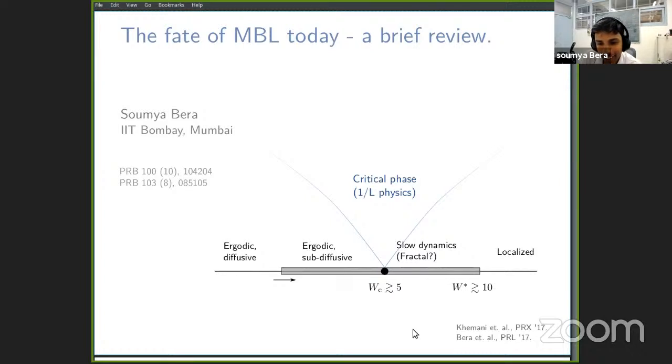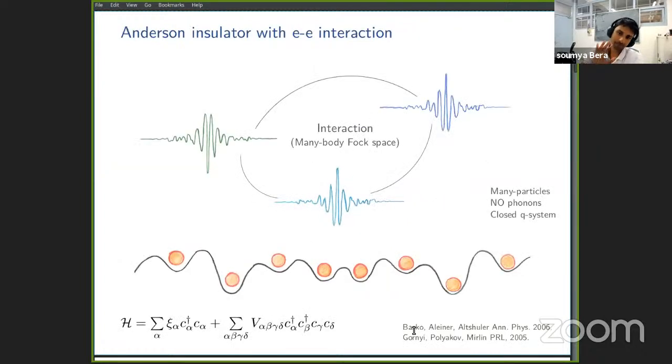Good. So let me tell you just a brief idea about what MBL is, and then I will move on. The idea is very simple. We are in a Fock space. We have a system consisting of all the two-body terms, which already have the hopping and the disorder, plus I have a four-body interaction.